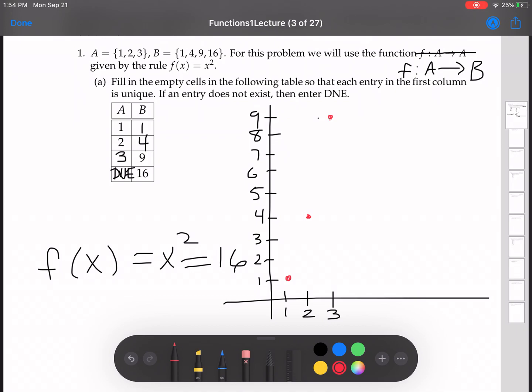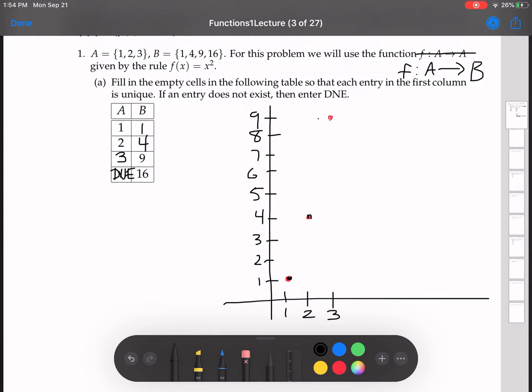Now I know how badly some of you really want to fill this in with a line, but this is the graph. This is the graph of f right here. I can't emphasize that enough. This is the graph of f. There is nothing else to it. It is just these points. These are the points. That's it. There's only 3 points on the graph.